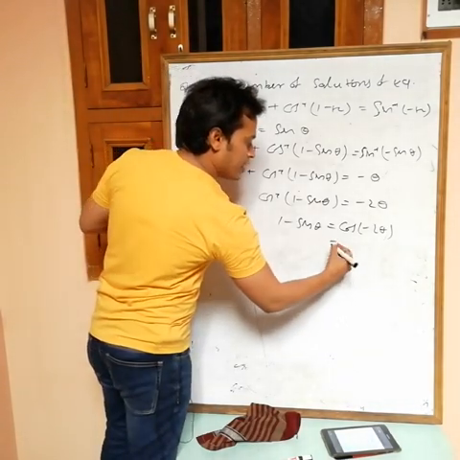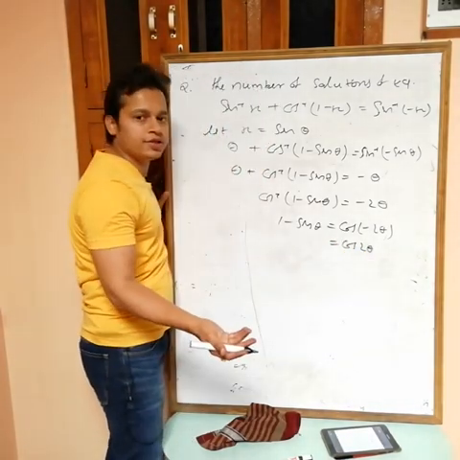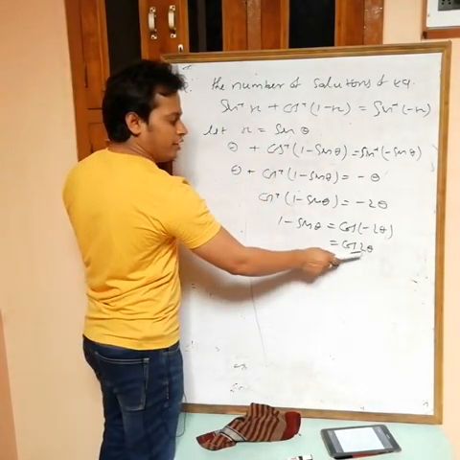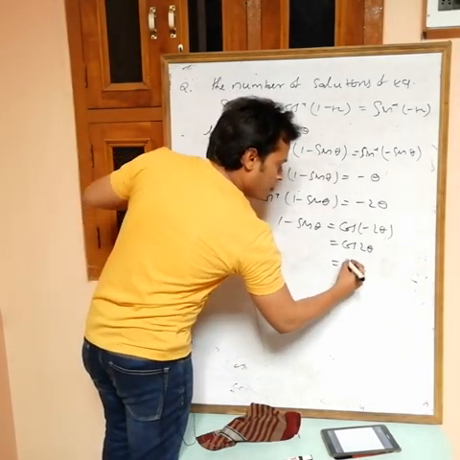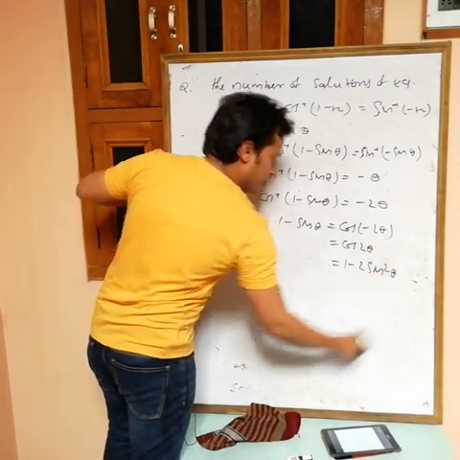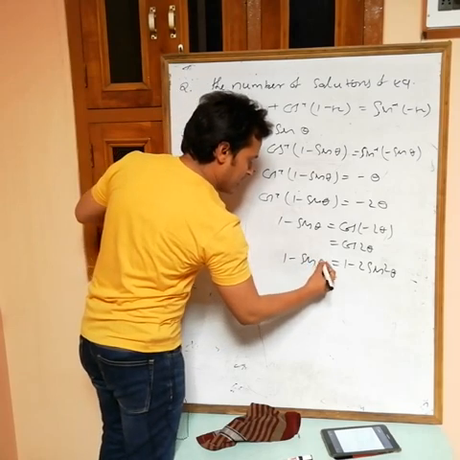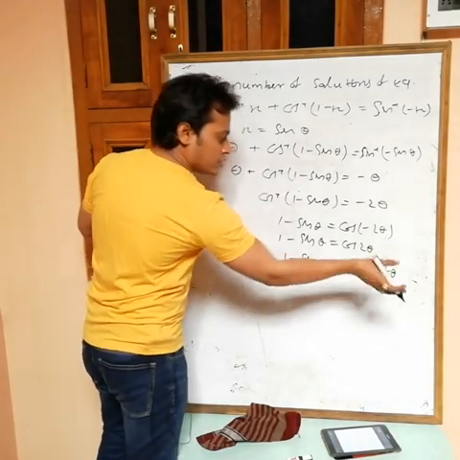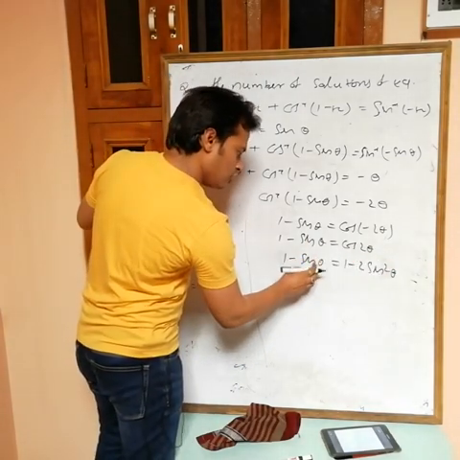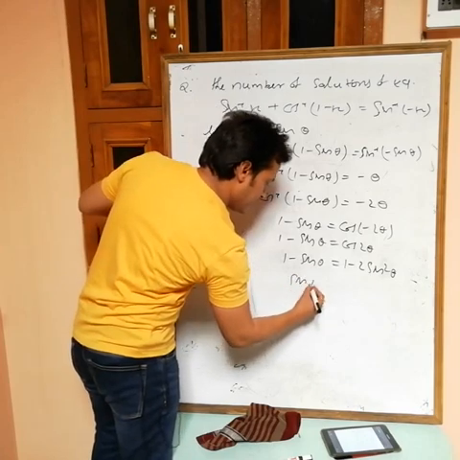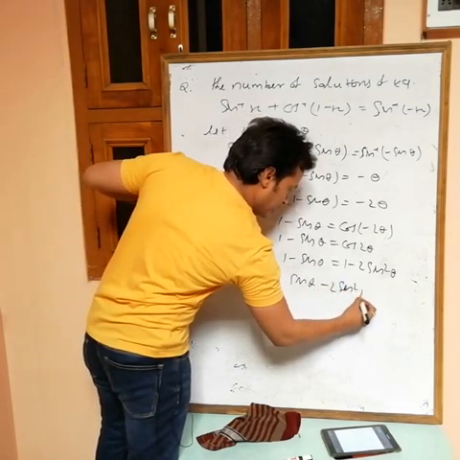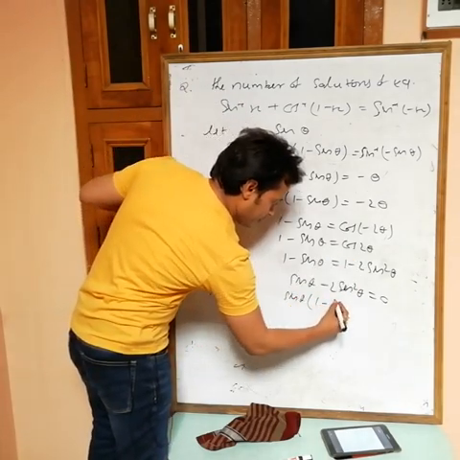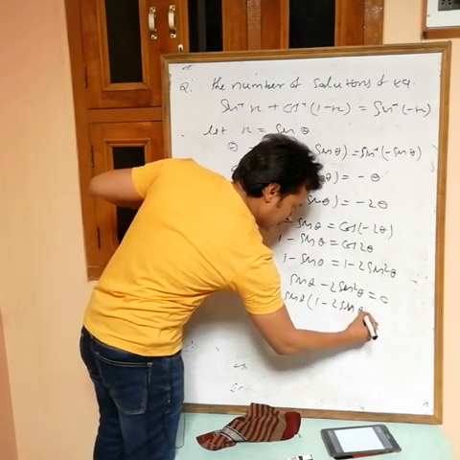Cos of minus 2 theta can be written as cos 2 theta, because cos of minus theta equals cos theta. We want the value of x, and x is sin theta. Can you convert this in terms of sin? Obviously I can: 1 minus 2 sin square theta. And here we have 1 minus sin theta. Now 1 and 1 cancel out. Write 2 sin square theta on this side, then you get sin theta minus 2 sin square theta equals 0. Take sin theta common: sin theta (1 minus 2 sin theta) equals 0.